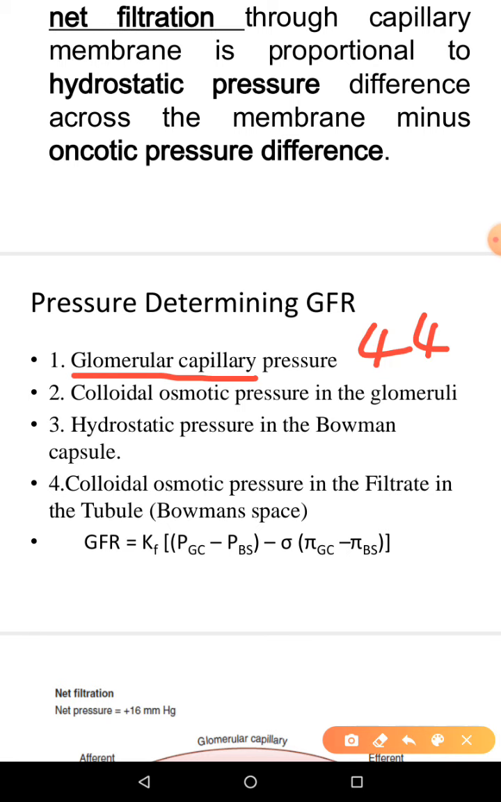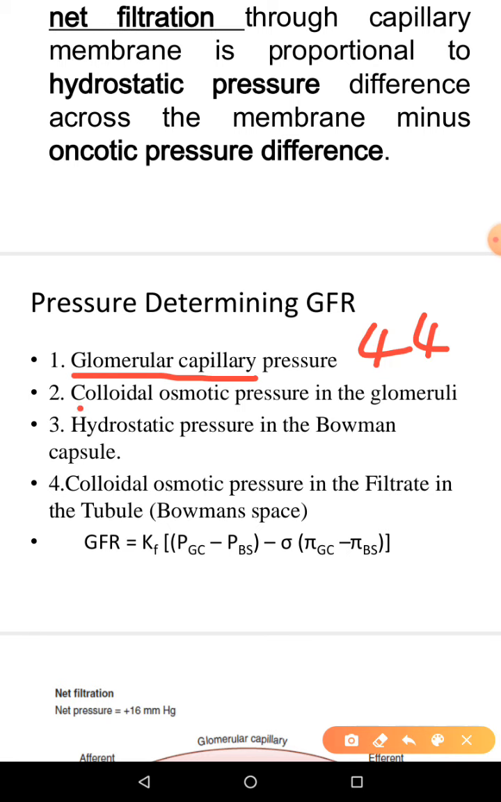This is one of the highest hydrostatic pressures you can find in the capillary bed. It is located in the glomerular capillaries. In the systemic capillaries, hydrostatic pressure falls along the length of the capillary. In the glomerular capillaries, it remains constant along the entire length.